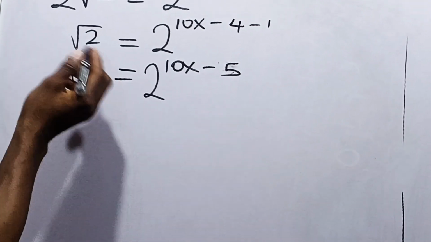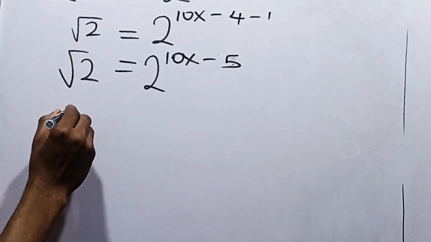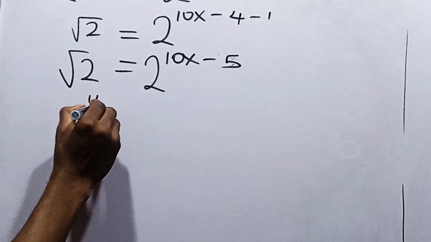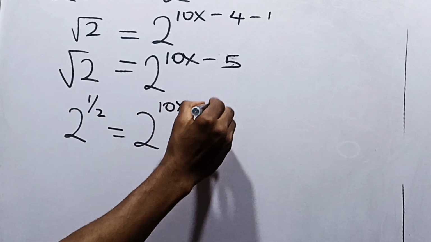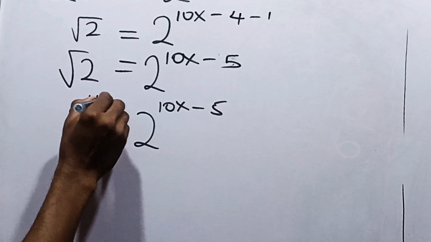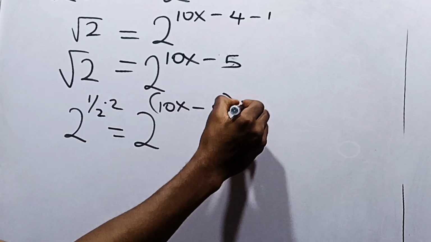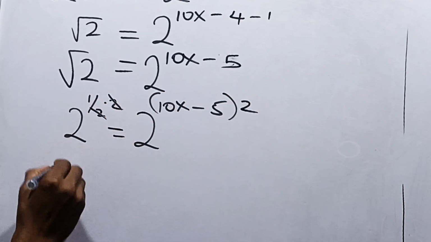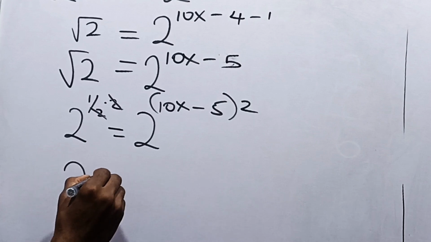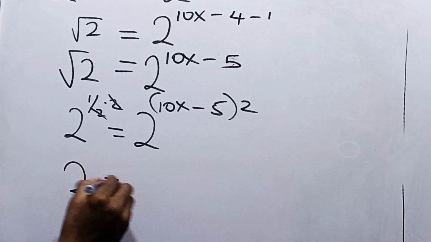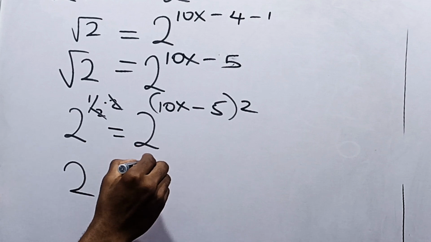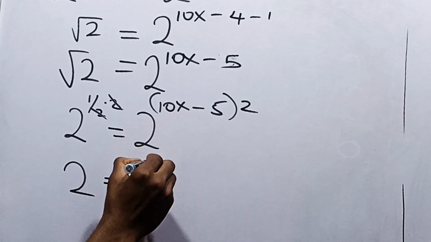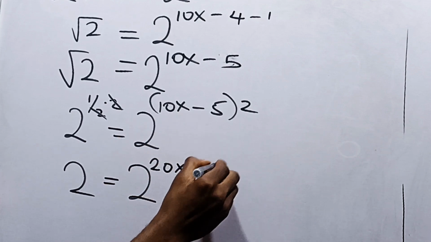Again, we can eliminate this by simply saying 2 raised to the power of half is equal to 2 raised to the power of 10x minus 5. Squaring both sides and multiplying the powers by 2. Okay, so we multiply these powers by 2. 2 will strike 2, so that we are left with 2 here to be equal to 2 raised to the power of what? This is 10 times 2 is 20x minus 10.